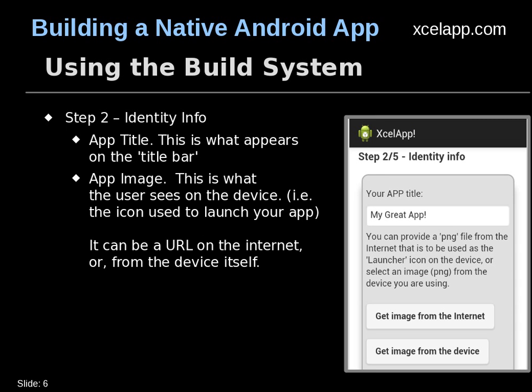Step 2, some identity info. App title. This is what appears on the title bar right here. This app here is in fact an HTML5 app using the XcelApp Hybrid API. Tell us the app image. This is what the user sees on a device, i.e. the icon used to launch your app. It can be a URL on the internet or from the device itself, and it also appears here. This is the default, but you can give us a specific icon to use, and it'll appear in the title bar as well as on the device.